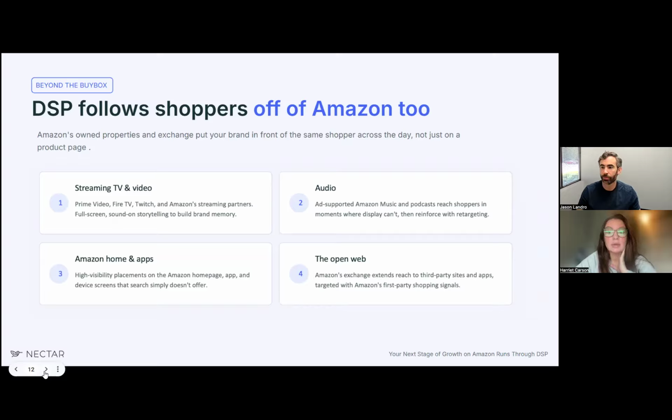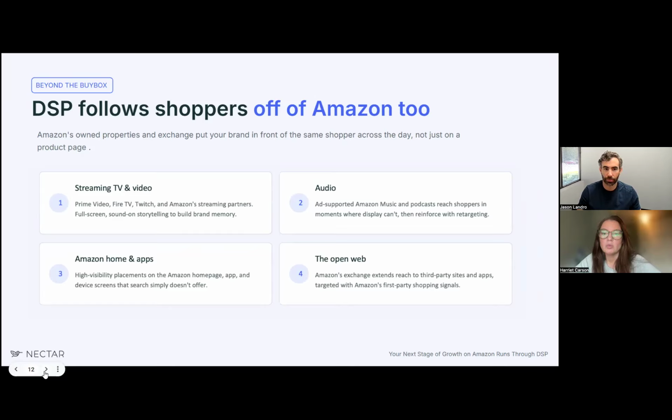Amazon has, again, one of the richest data sets of shopping behavior, but shoppers don't spend their entire day on Amazon. They're streaming content, reading articles, browsing other websites, using mobile apps, watching live sports. DSP allows your brand to continue reaching the same shoppers across many of these environments.